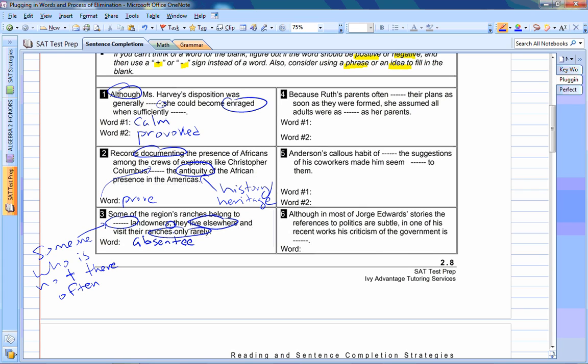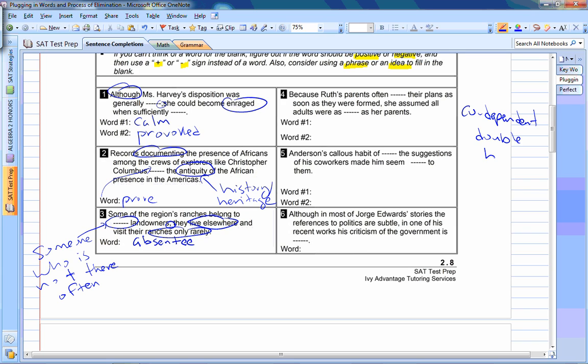Because Ruth's parents often blank their plans as soon as they're formed, choose some all adults words blank as their parents. Now in this case, we have something that's called a codependent double blank. Because here's the thing, both of these blanks actually rely on each other. So if someone told me what was in the first blank, then I'm golden. I totally know what goes in the second blank and vice versa. We do see the word because, so we do expect 100% agreement between the two parts of the sentence. And we also see the comma right there.